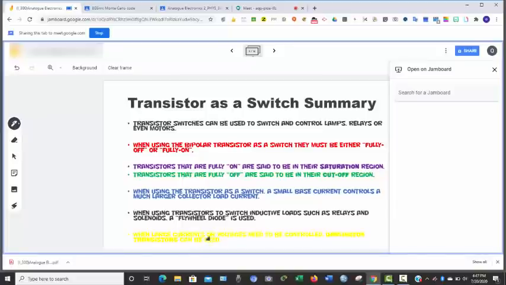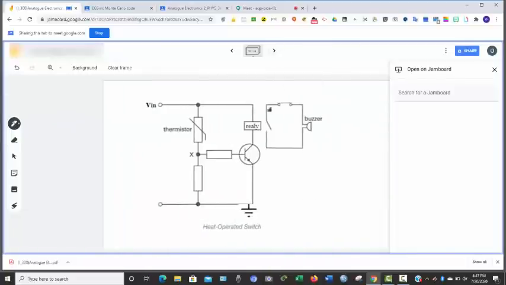When large current or voltage need to be controlled, a Darlington transistor can be used. This is like when it is a transistor that has been cascaded. You will not be able to see it physically. There are so many features in a Darlington amplifier. We'll look at it in the course of this class as well.